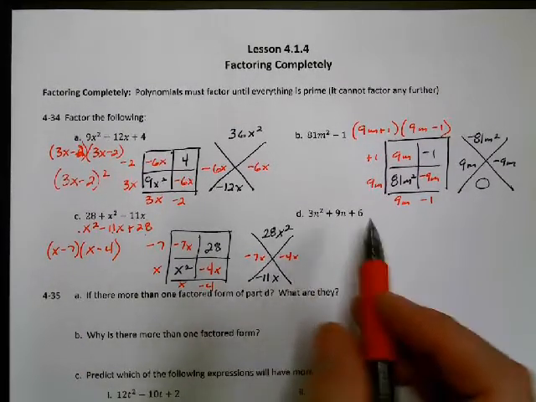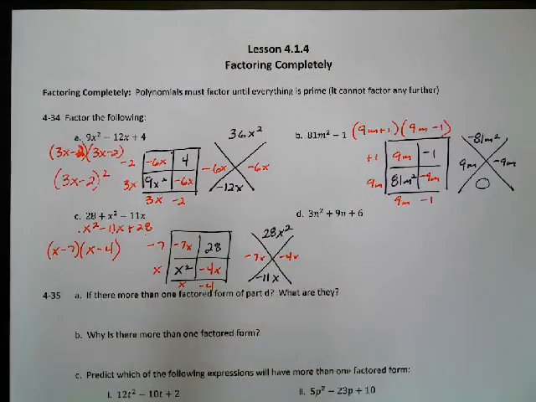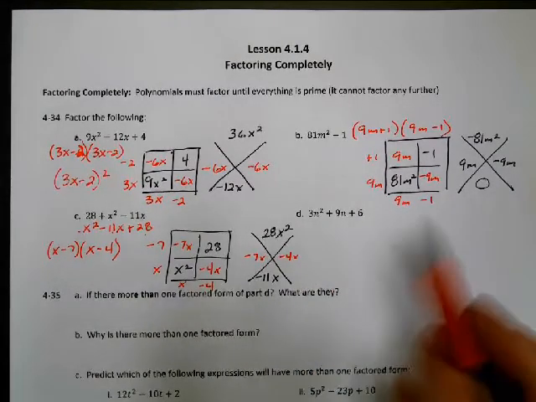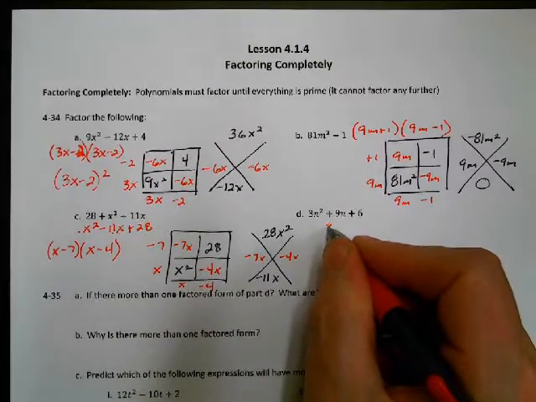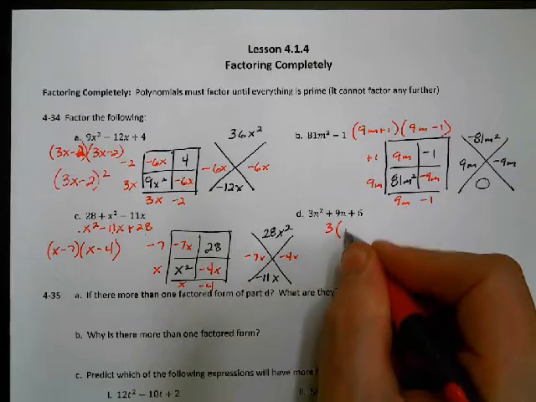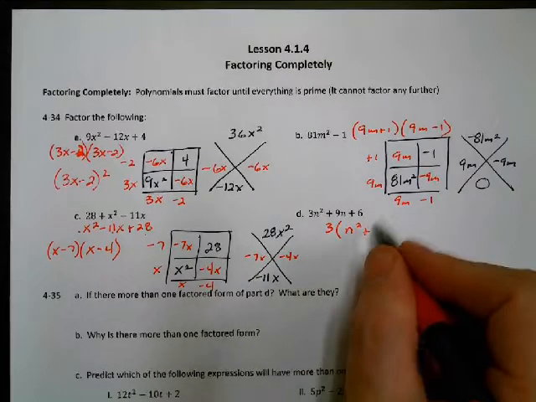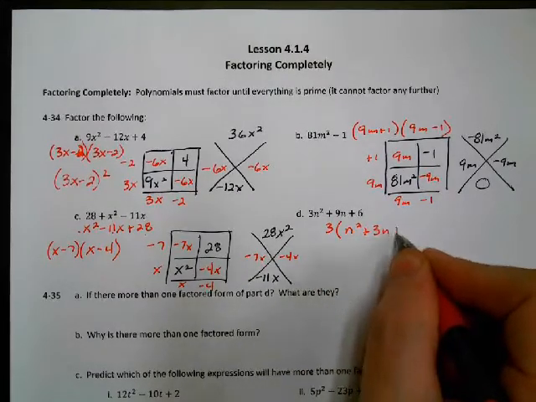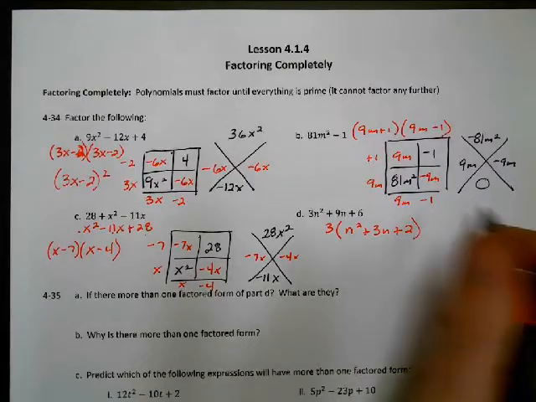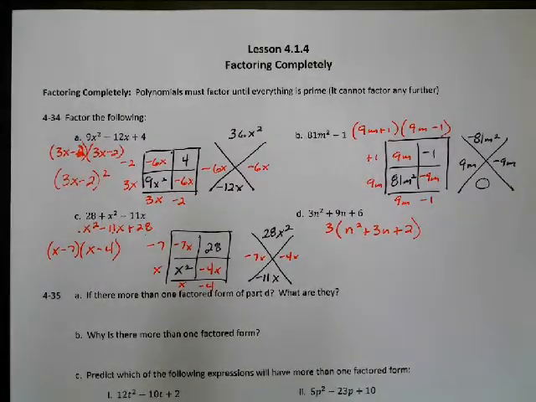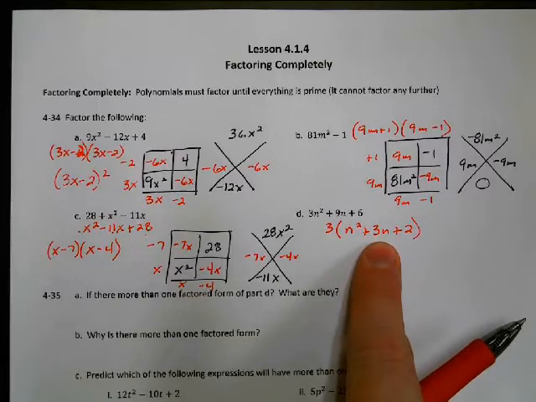There is a number that goes into 3, 9, and 6. The GCF for this one would be 3. And then we would be left with n squared plus 3n plus 2. Now we factored out the 3, which is the GCF, but we still have to check to see if this leftover trinomial here can still factor.